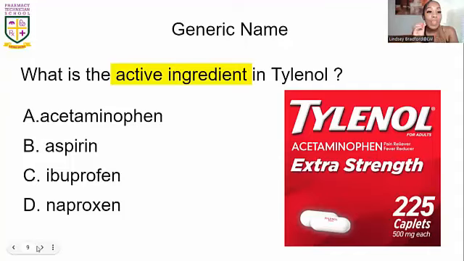Okay. Generic names. We're talking about the active ingredients in Tylenol. Tylenol is also known as acetaminophen. Acetaminophen is also known as Tylenol. Tylenol is the brand. Acetaminophen is the generic. Okay. All of these can be used as pain medications. They all can be used for headaches and things like that.